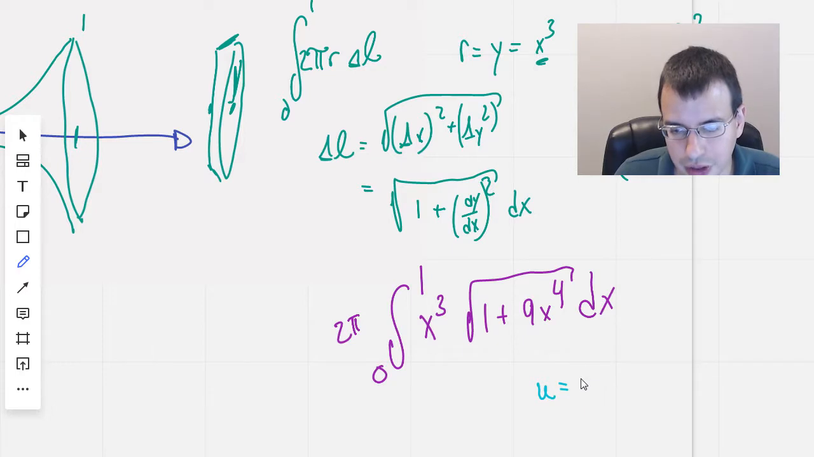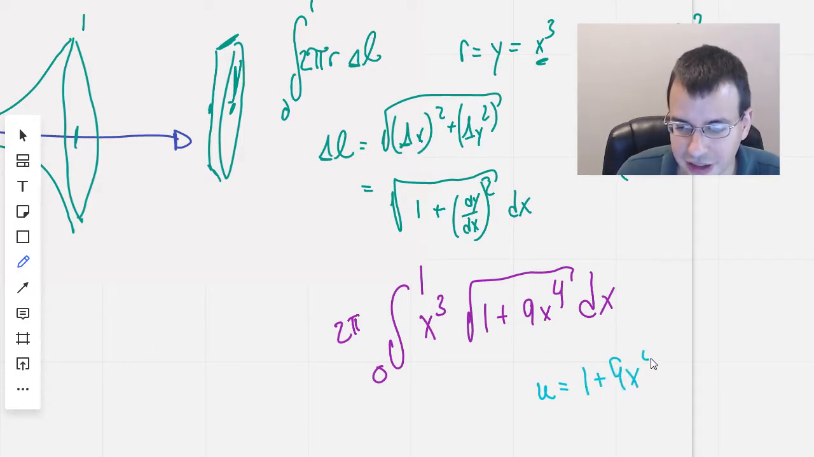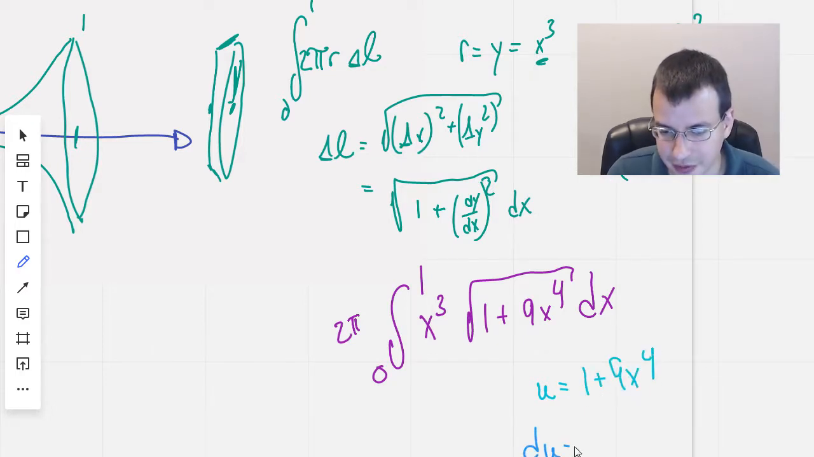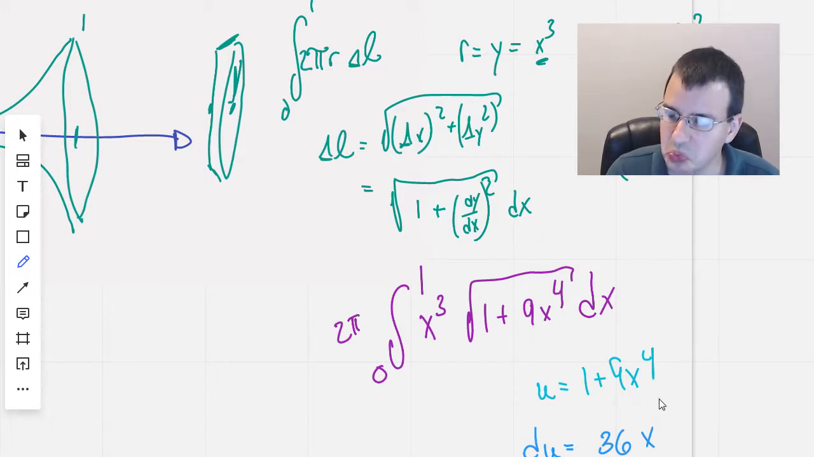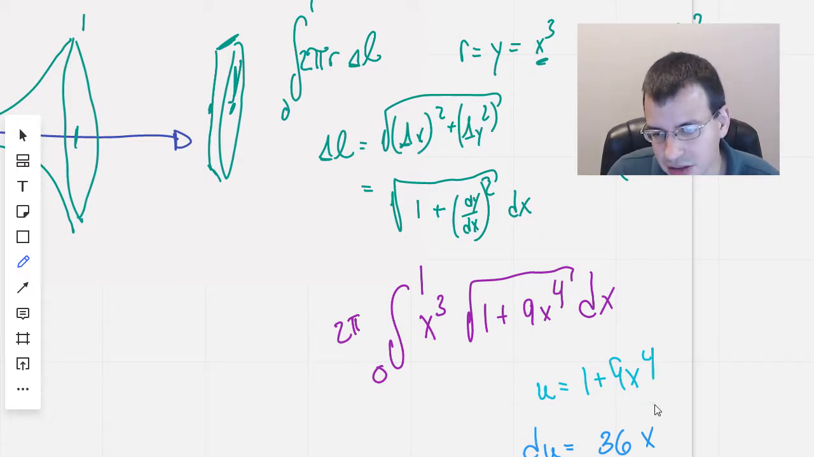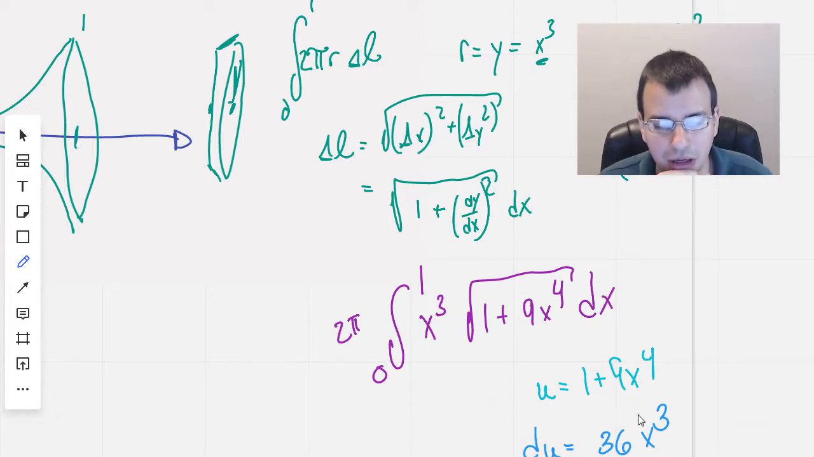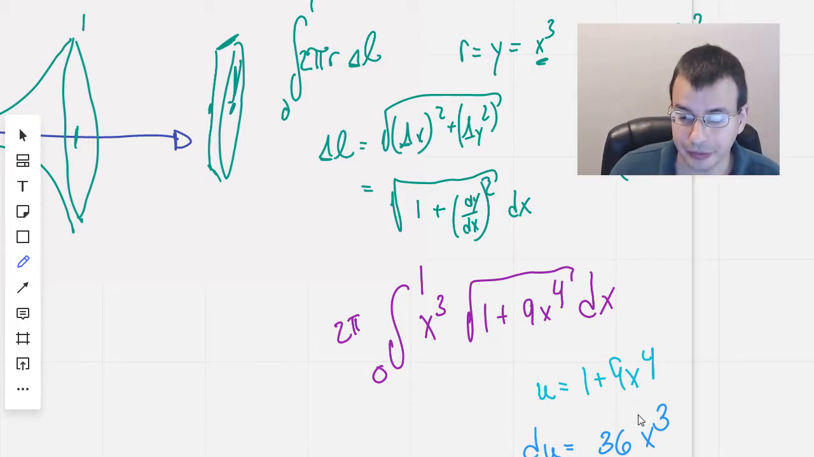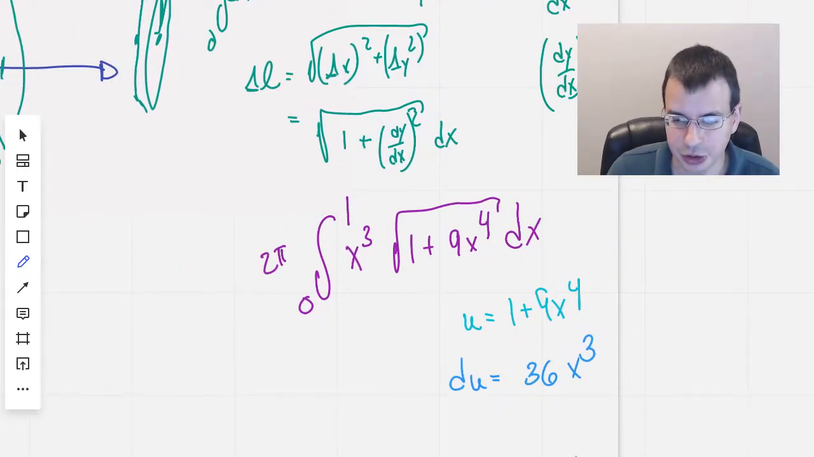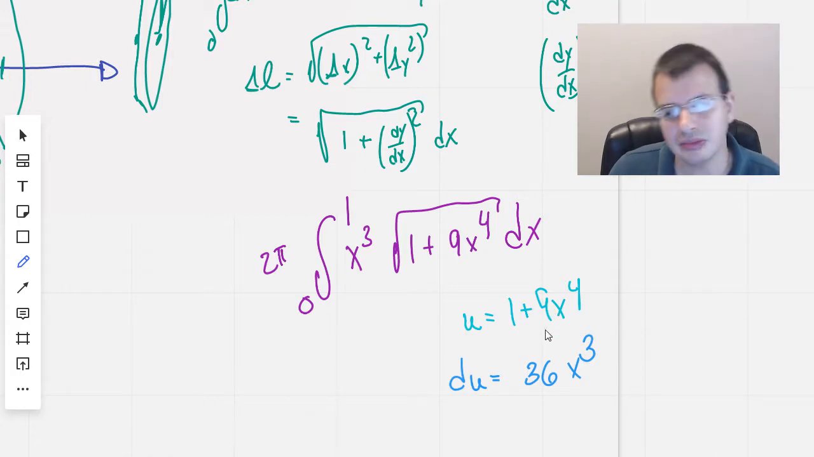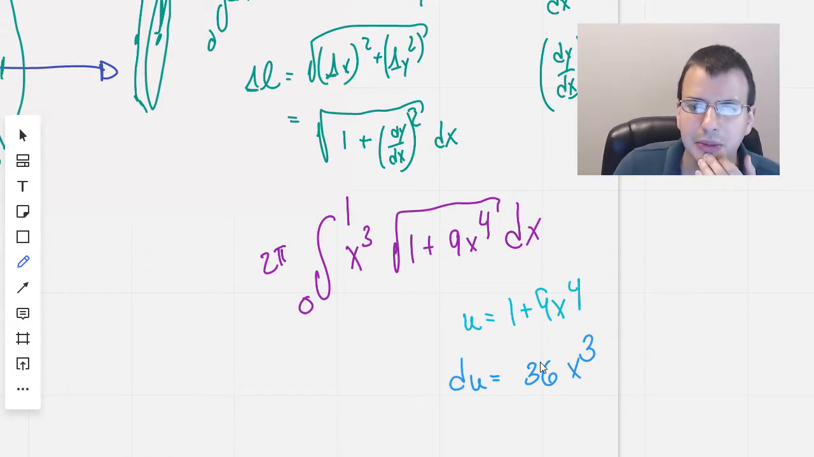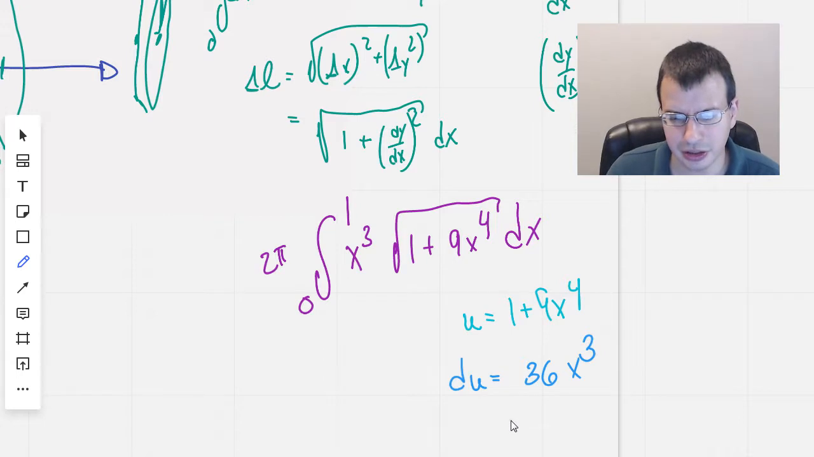We're going to do u equals 1 plus 9x to the 4th. So when we take the derivative here, we're going to have du equals 36x cubed. Is that right? Maybe that's right. We'll see. Okay. And so we have du equals 36x cubed dx. Yeah, okay, let's go with this.